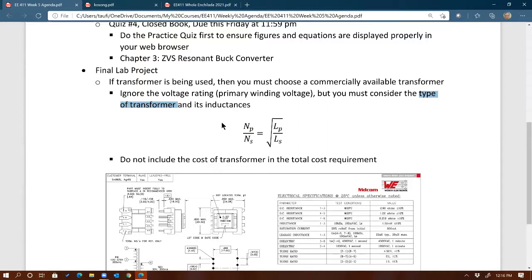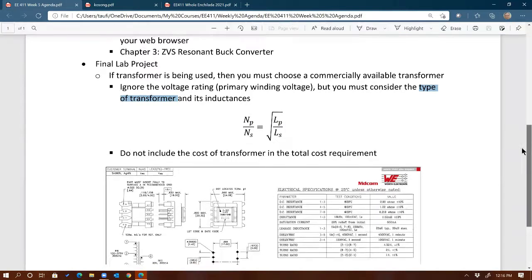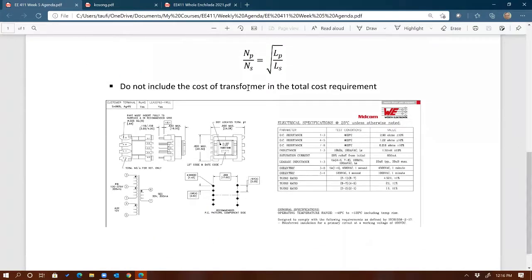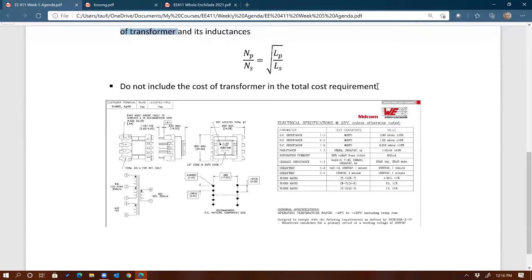But in flyback, it is specifically used for storing energy, like an inductor, basically. All right. So yeah, still consider the turns ratio, of course, which would depend on the inductances and also the type of transformer. But you can go ahead and ignore the voltage rating as well as the cost. So do not include the cost of the transformer in the total cost requirement. Remember, the requirement is the total cost should be less than $50.